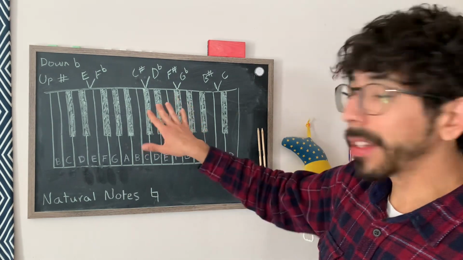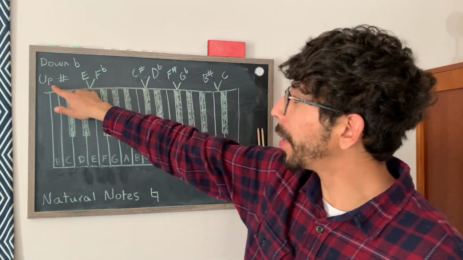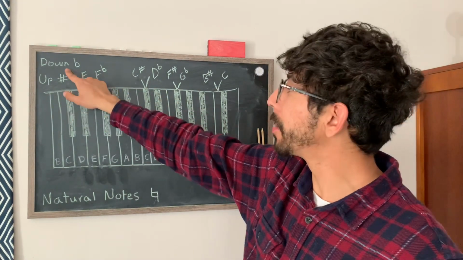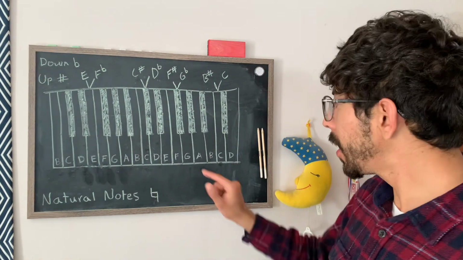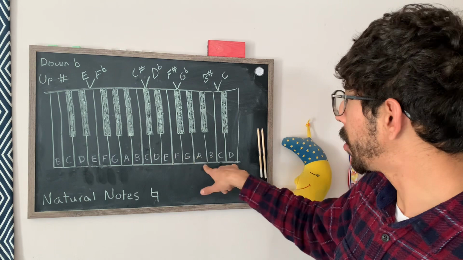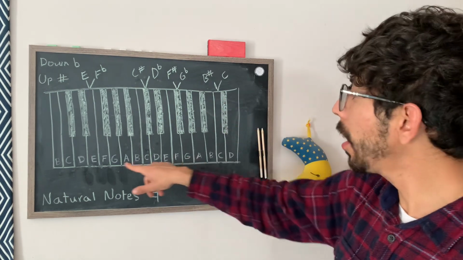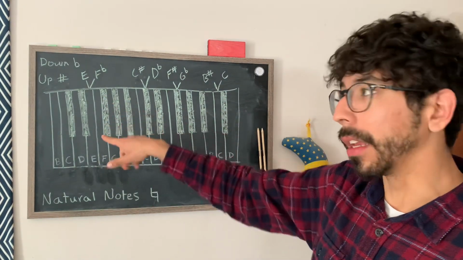So that's the main concept. If you're going up a half step, it's sharp. If you're going down a half step, it's flat. Where it gets a little confusing is, like I said, in between B and C because there's no black key, and E and F because there's no black key either.